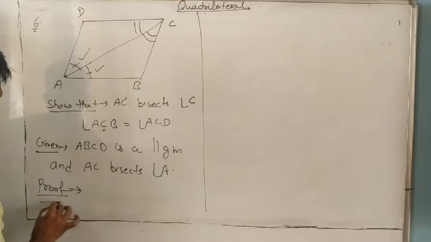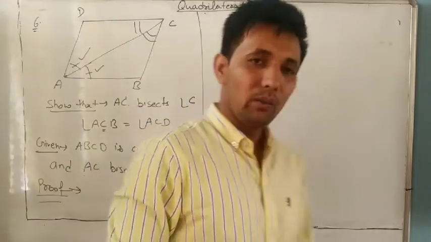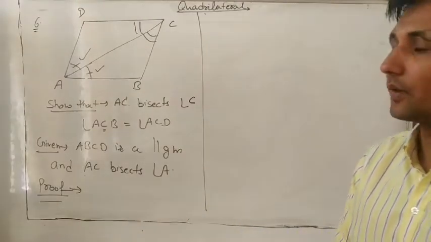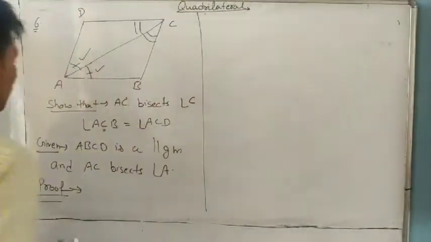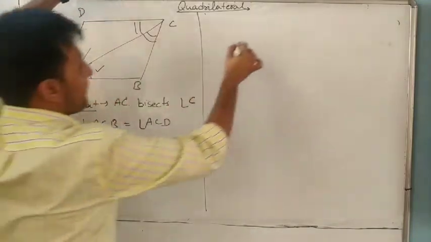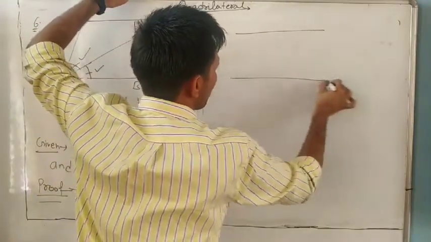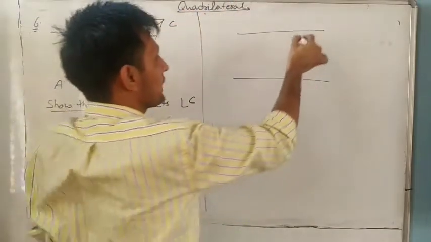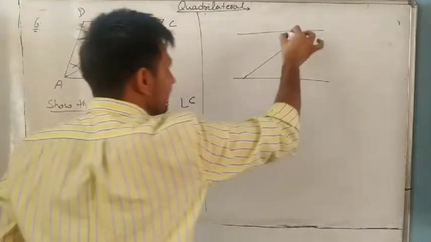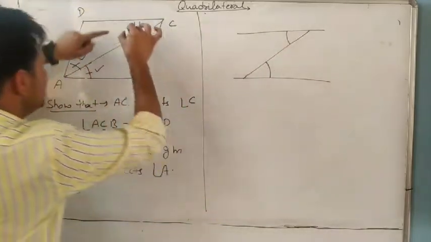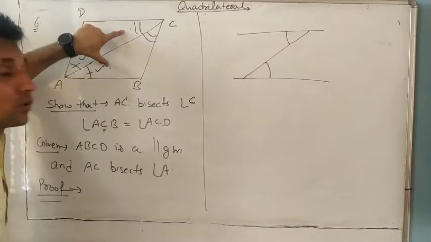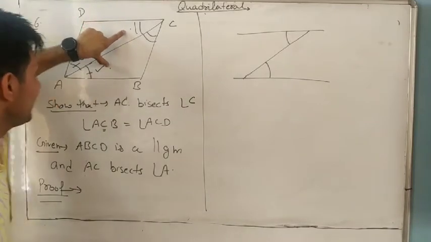What will we do now? Tell me, we want to prove that this angle equals this one. How will you prove that? We know it is a parallelogram, and in a parallelogram these are two parallel sides. It is a transversal line, and does this angle equal this one or not? Tell me. Why? Because of alternate interior angles.